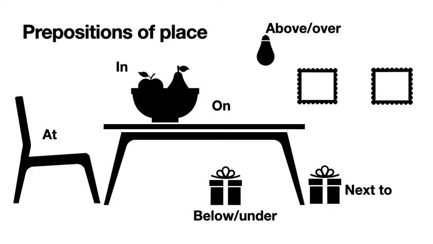If we have an object that is situated between two similar items, then we say it is between. For example, the key is between the portraits.